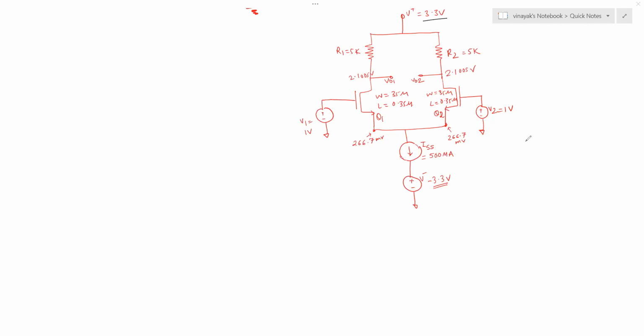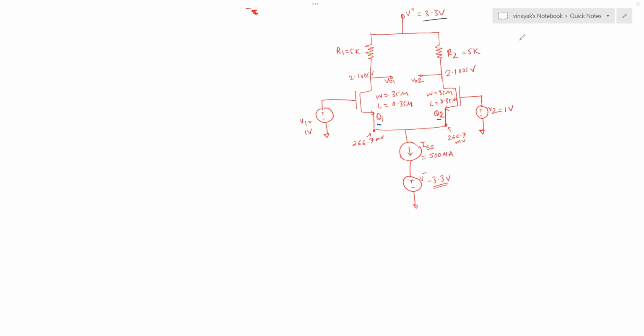And on your screen, we have this differential amplifier circuit using MOSFETs. So we want to understand the performance of this circuit by analyzing it. So what we see here, we have the transistors Q1 and Q2.